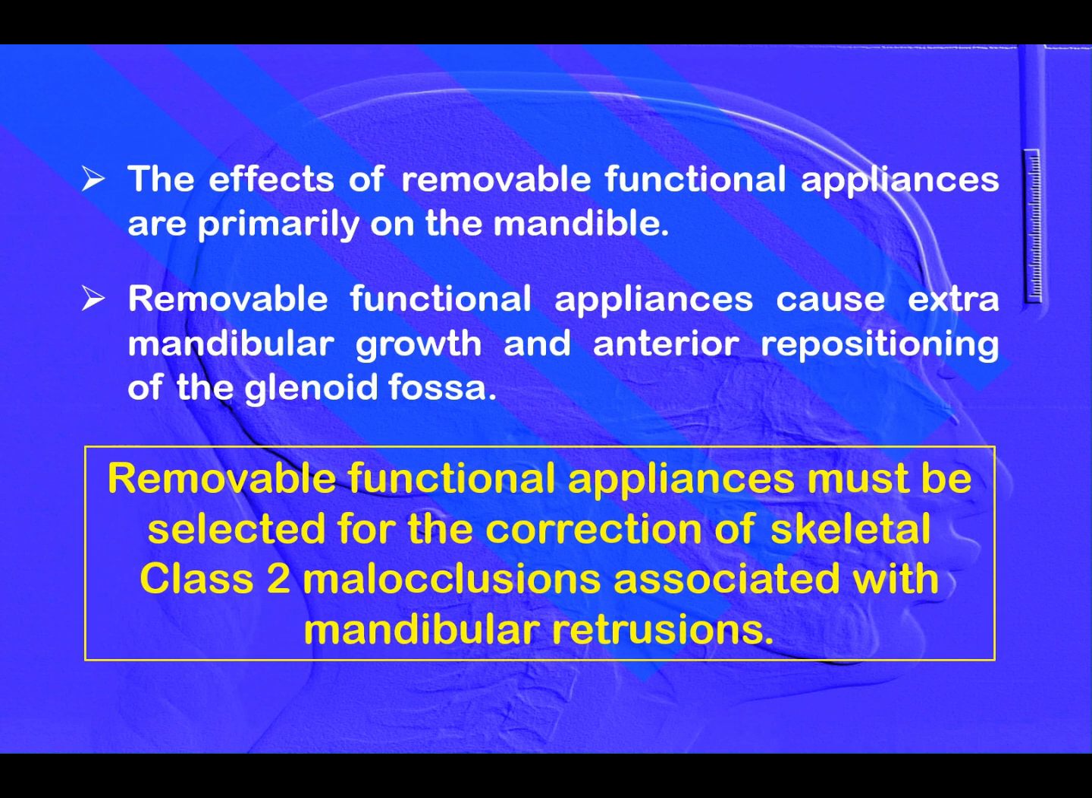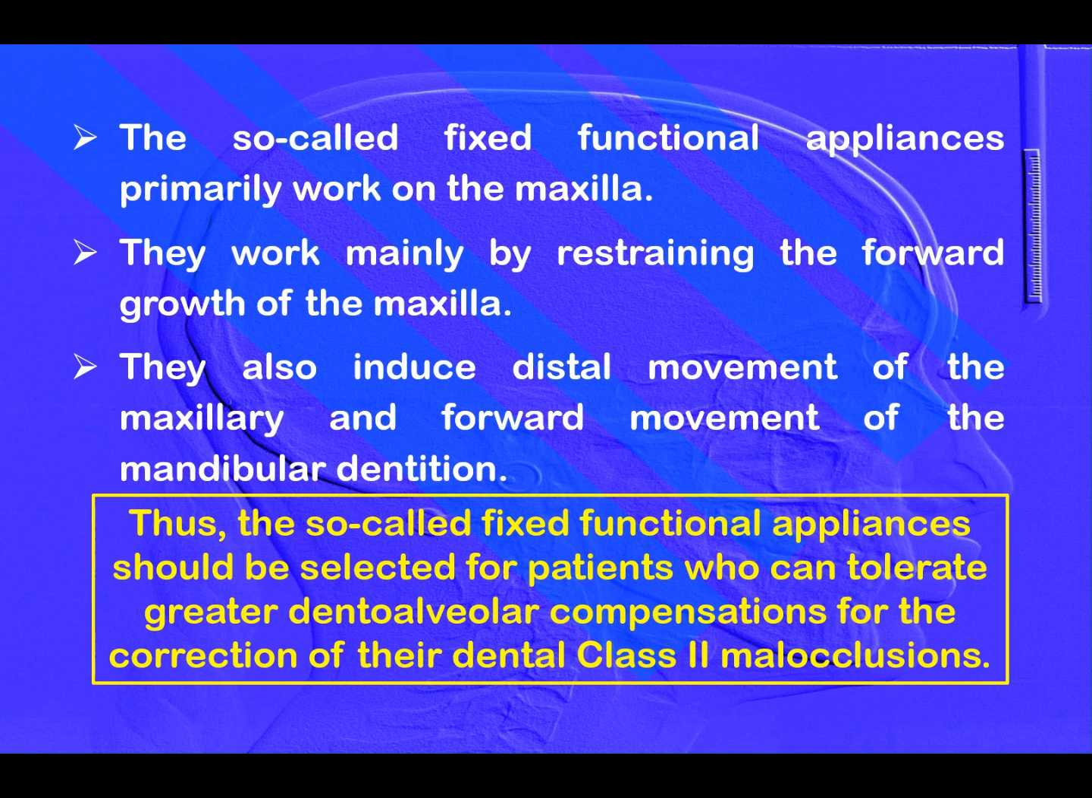Literature suggests that the effects of removable functional appliances are primarily on the mandible. Their effects not only cause extramandibular growth, but also result in anterior repositioning of the glenoid fossa. Thus, these appliances must be selected for the correction of Class II malocclusions associated with mandibular retrusions. In contrast to removable functional appliances, the so-called fixed functional appliances primarily work on the maxilla. They work mainly by restraining the forward growth of the maxilla. In addition, they also induce distal movement of the maxillary and forward movement of the mandibular dentition. Thus, the so-called fixed functional appliances can be selected for patients who can tolerate greater dentoalveolar compensations for the correction of their Class II malocclusions.